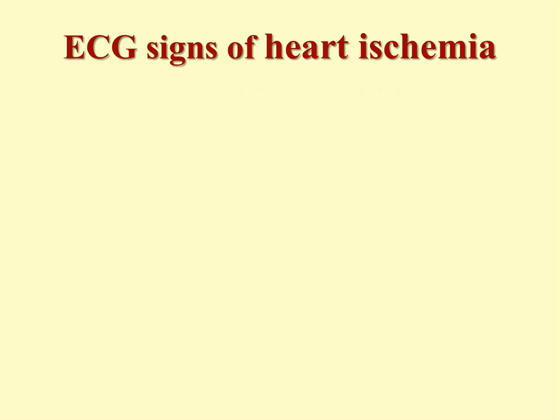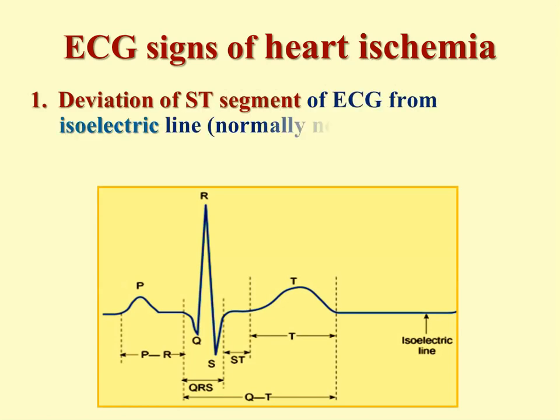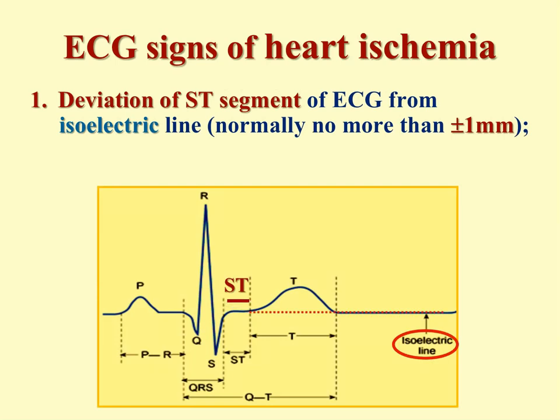Let's recall the ECG signs of heart ischemia. Number one sign is a change of position of the ST segment. Normally it should be located on the isoelectric line, and the difference should not exceed 1 millimeter. It doesn't matter if it goes downward or upward. Anyway, there is already heart ischemia if the difference exceeds 1 millimeter. This is the main sign, but there is also one more additional sign. Here I tried to show the deviation of the ST segment from the isoelectric line.